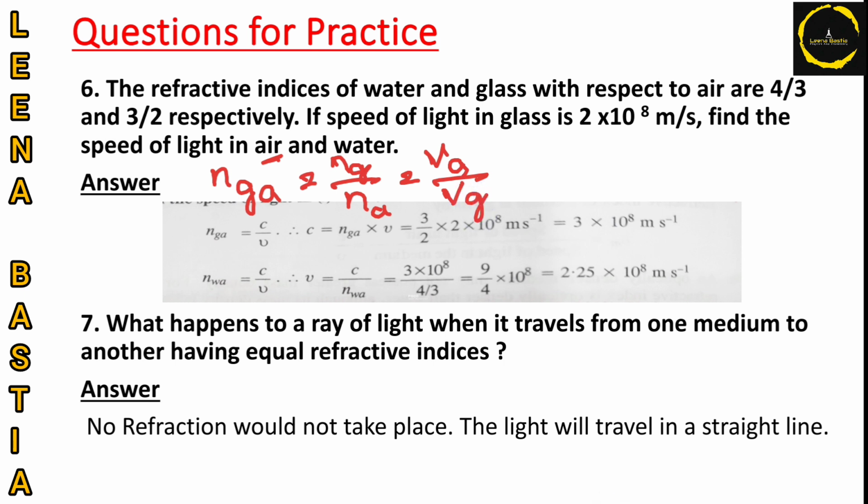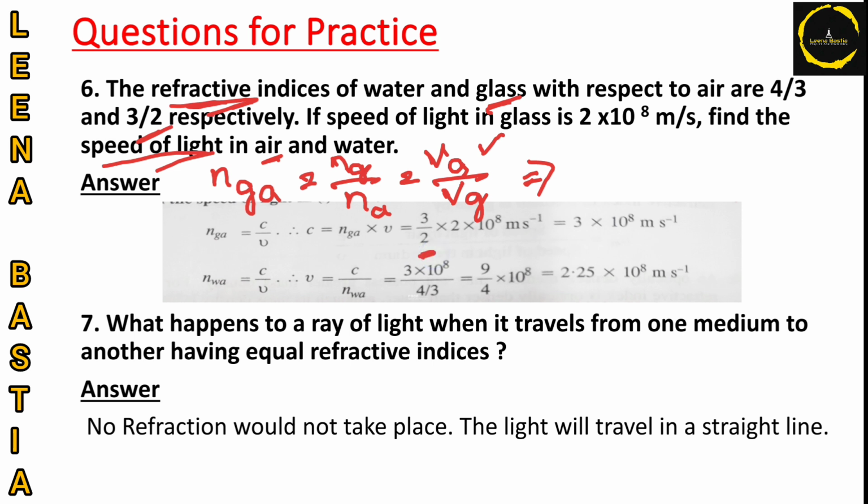Now, what do we have to calculate? The speed of light in air, in terms of glass. We just have to substitute the value. In case of glass, the refractive index is written here, the second one, 3 by 2. So here it is written 3 by 2.